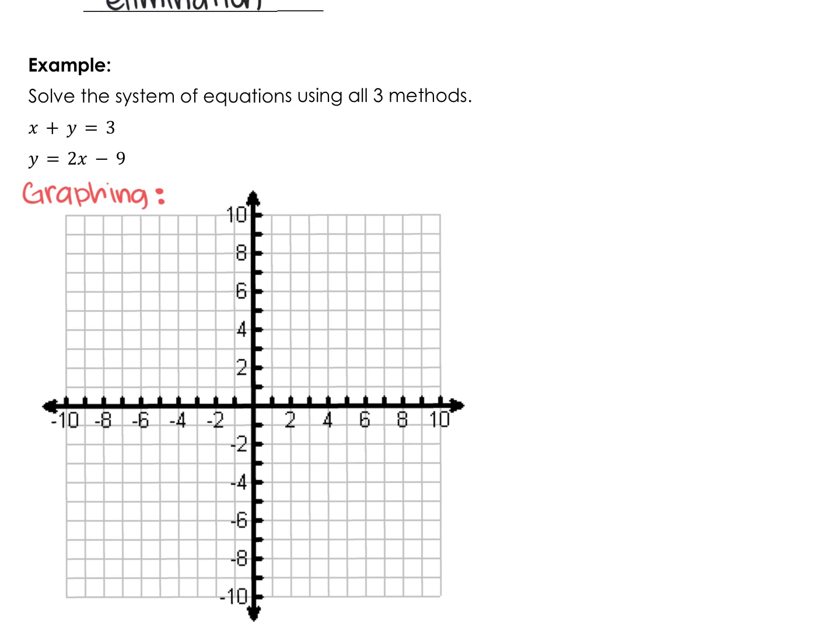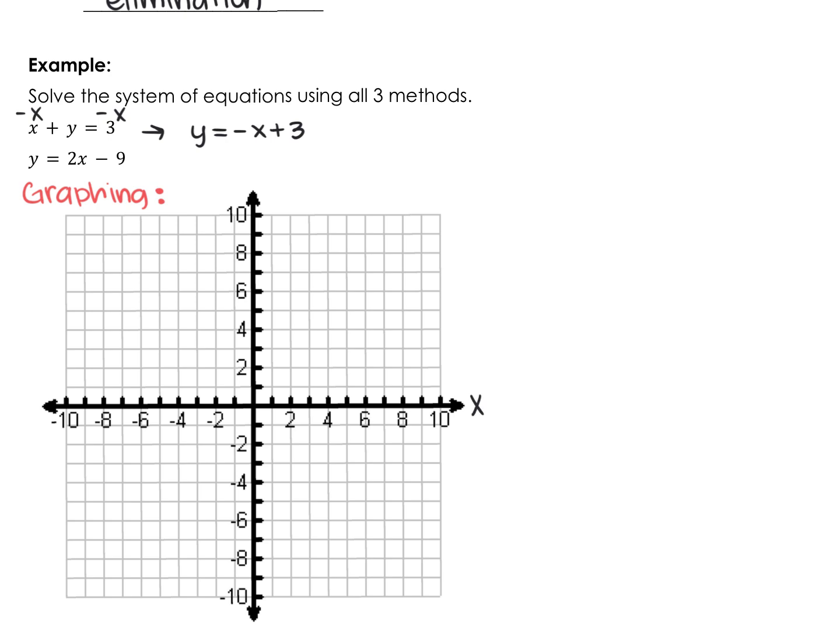Both equations need to be in y equals mx plus b form. So they need to be set up as linear equations. Our second equation is in that form. We have y equals 2x minus 9. Our first equation is not. So in order to get y by itself, we're going to subtract x from both sides, and we're going to get y equals negative x plus 3. So now both equations are in the correct format.